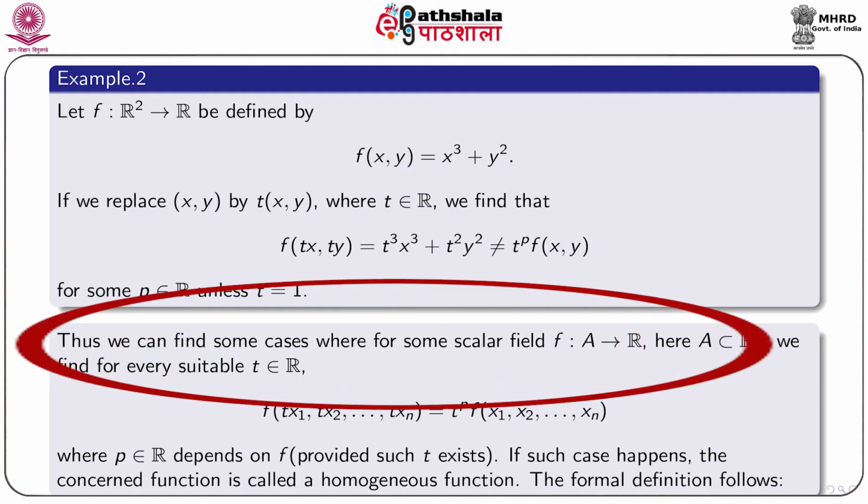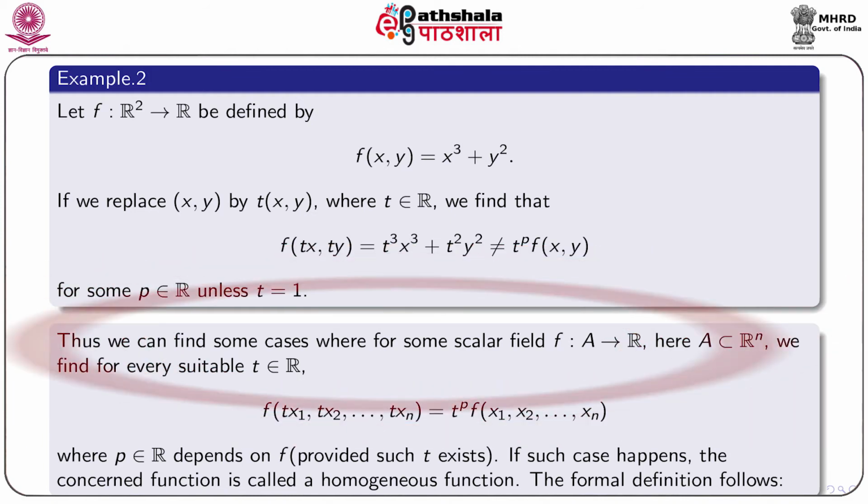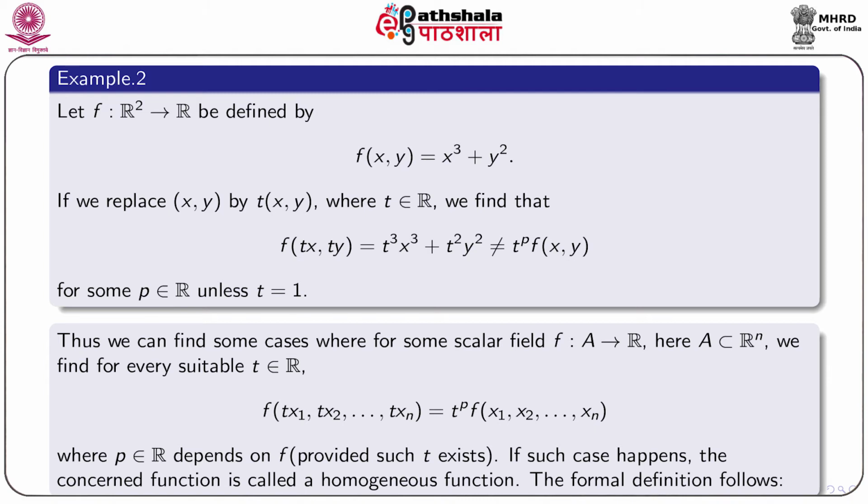If we compare these two examples, we can find some cases where for some scalar field f defined over a set A, where A is a subset of R^n, for every suitable real number t, f(tx1, tx2, up to txn) equals t to the power p times f(x1, x2, ..., xn), where p is a real number depending on f, provided such t exists. If such a case happens, the concerned function is called a homogeneous function. The formal definition is the following.